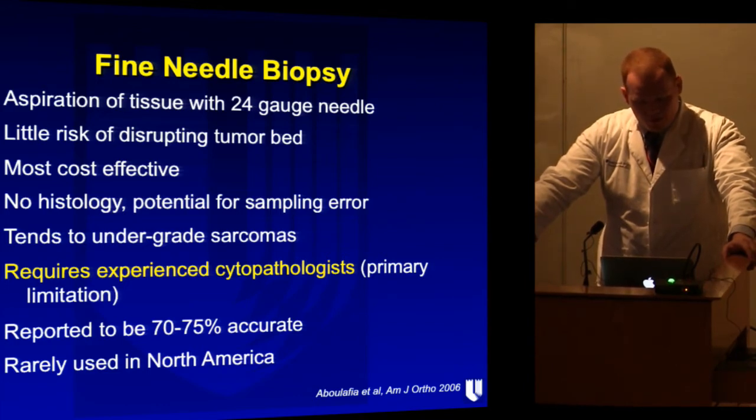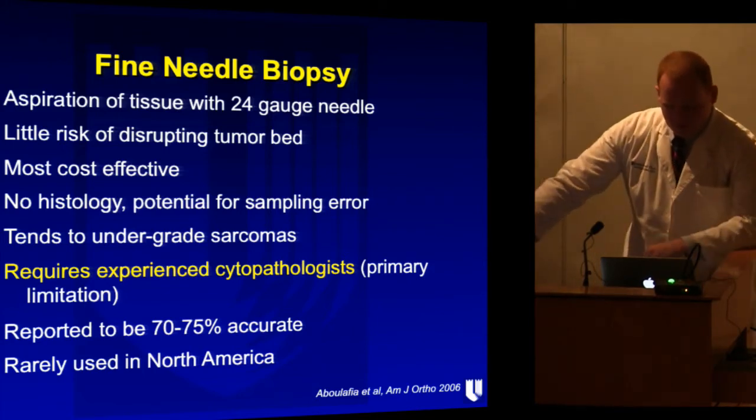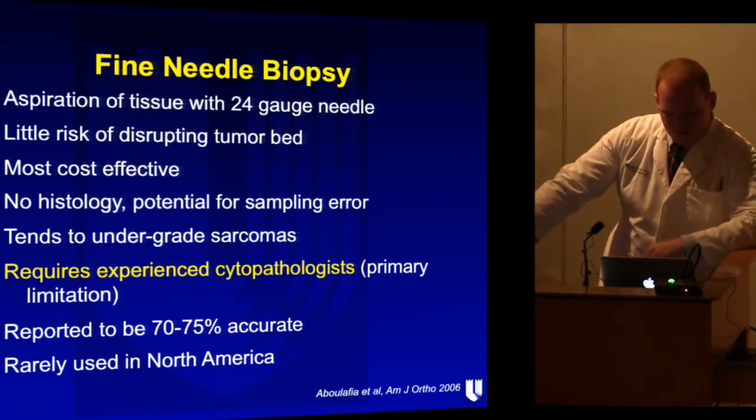There's also a high potential for sampling error since the mass is not directly visualized. Use of fine needle biopsy also requires the presence of an experienced cytopathologist on staff, and that seems to be the primary limitation for its use, at least in the United States. Its accuracy is 70 to 75%, which is significantly lower than the other techniques that we'll discuss.